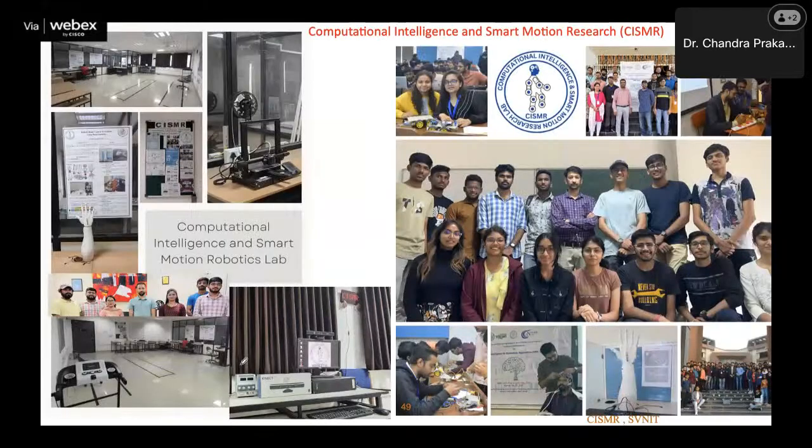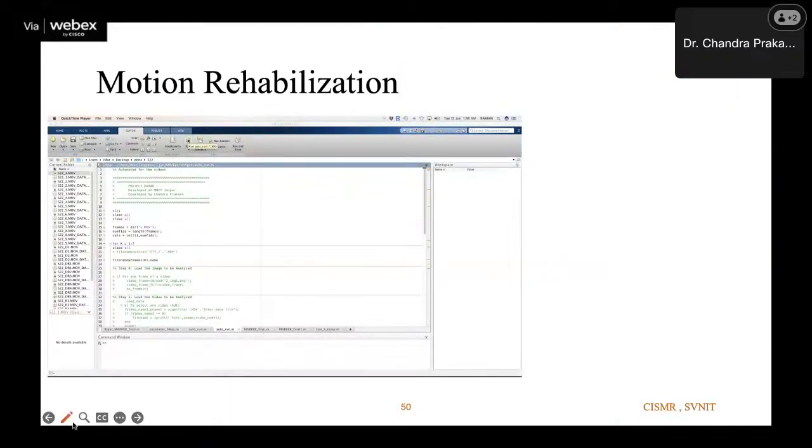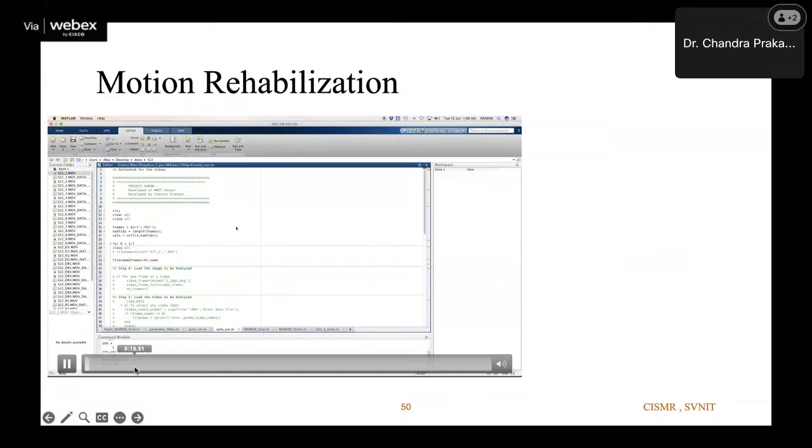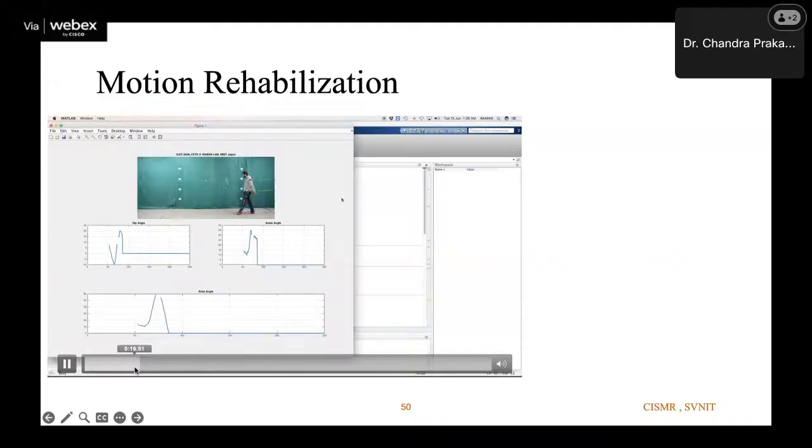At SVNIT, we have a group on, as yesterday I also discussed, computational intelligence and smart motion research. We work with the different aspects of motion analytics, and in that we try to see whether we can give some confidence to the results that we are getting. So let's say we work on motion rehabilitation. In that, as I was telling you, we come up with the angles over here.